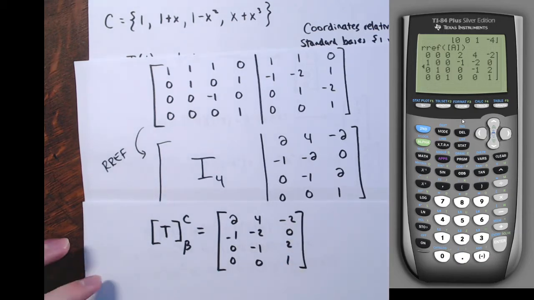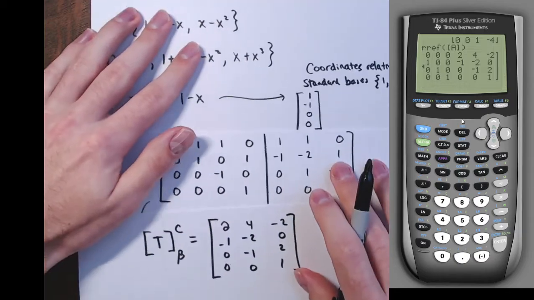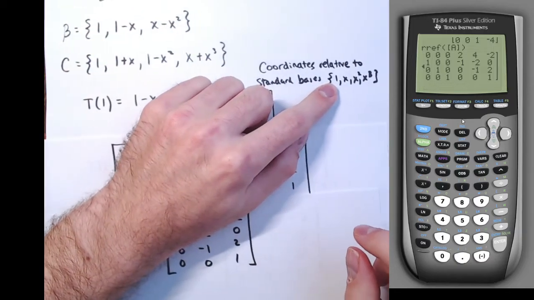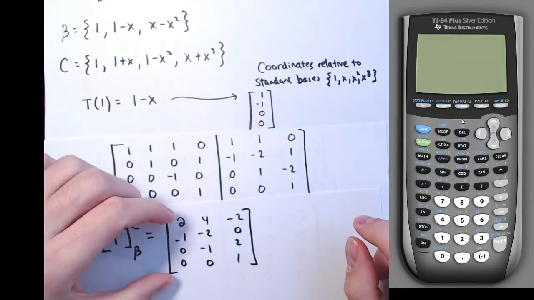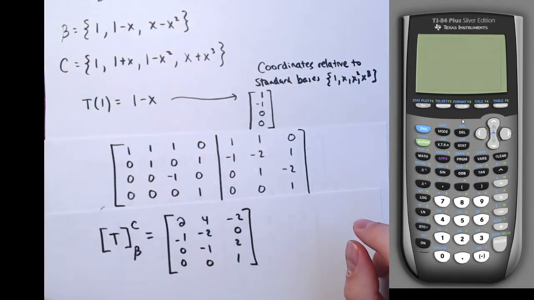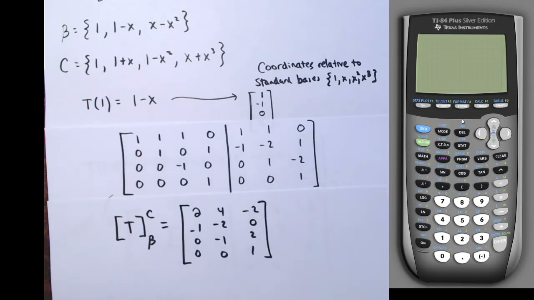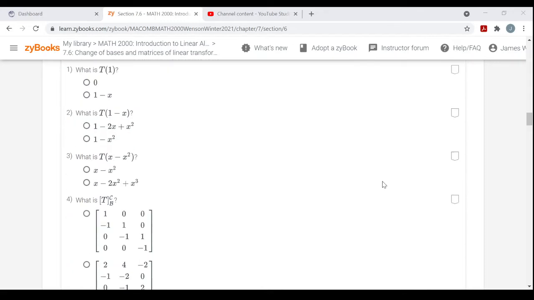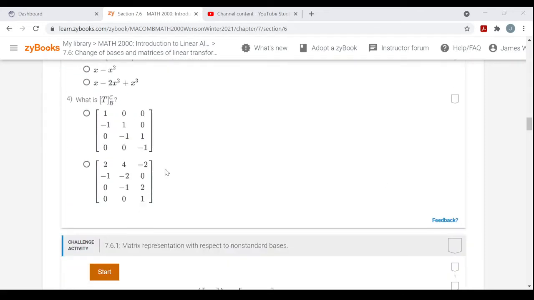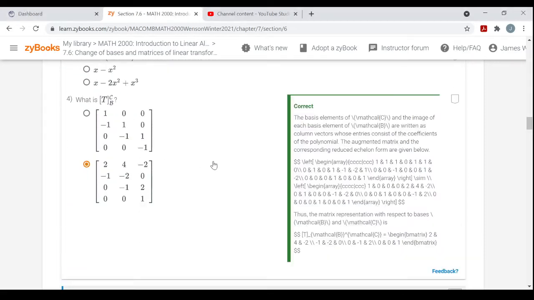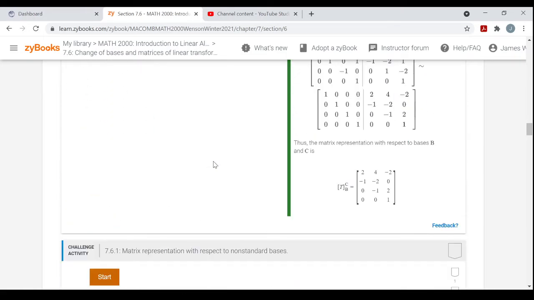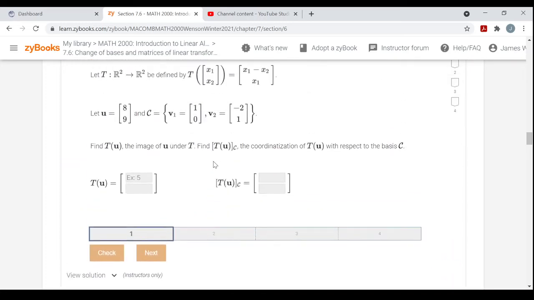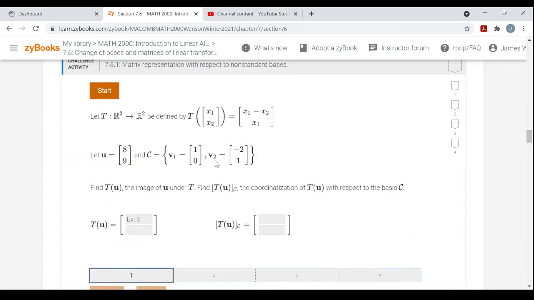Now be careful. I wrote my standard bases in this order with the constant first, right, and then x cubed last. If they write it in the other order, all that would change is these would reverse, right? So sometimes the order matters. These are ordered bases. So just pay attention. Yeah, so looking like that one, they kept the same standard basis that I had. And that's what you're asked to do for the challenge activity.